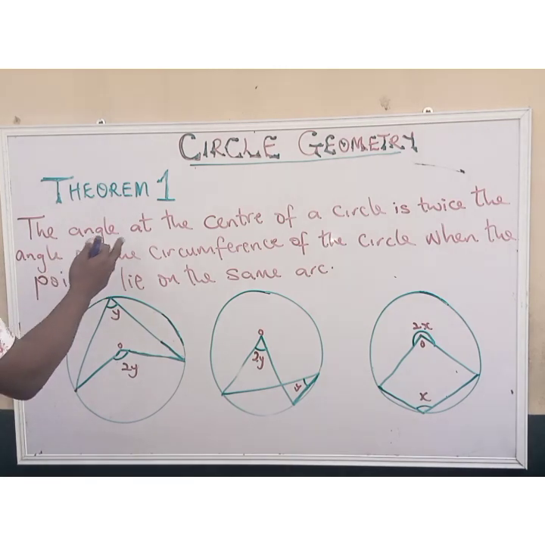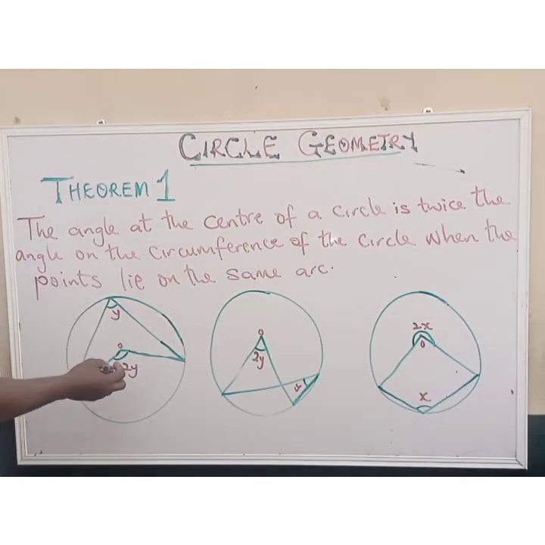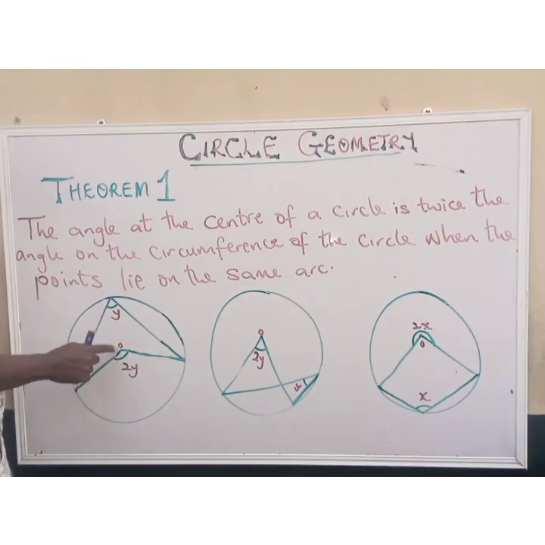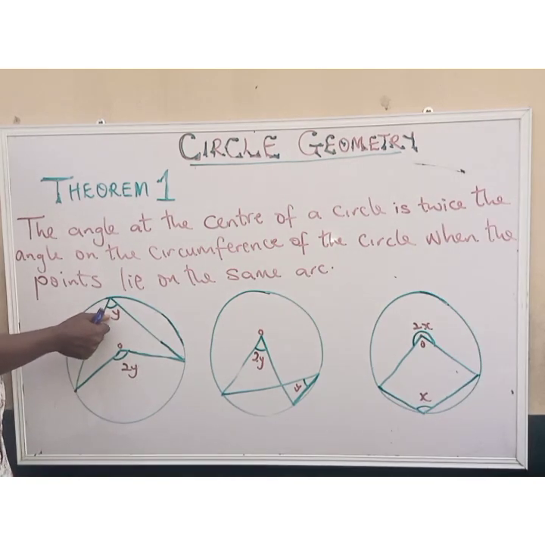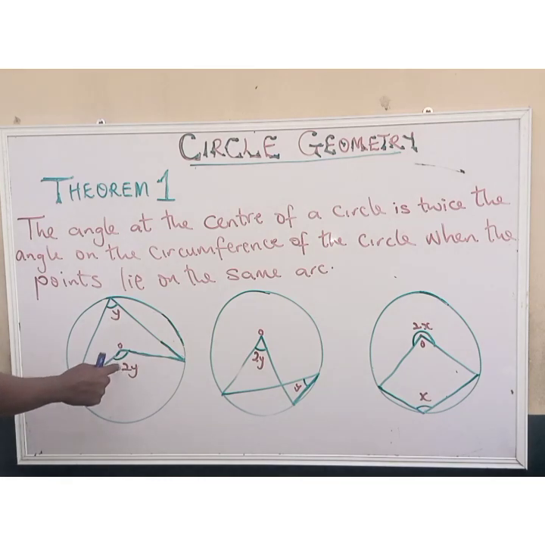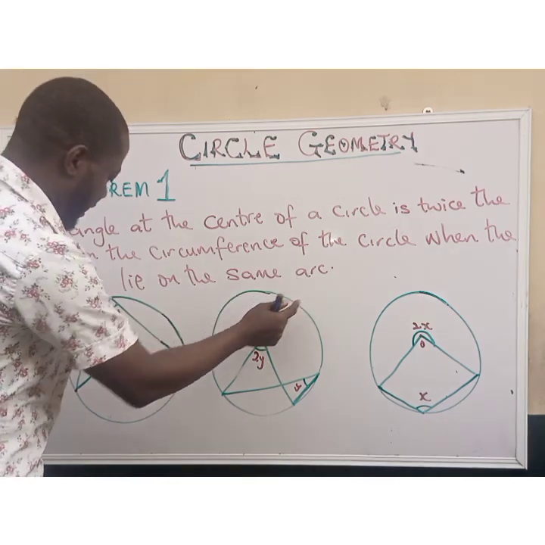Now, the theorem says the angle at the center of the circle, here we have 2y, is twice the angle on the circumference. That is, it is times 2 of the angle at the circumference. For example, if we have 60 here, that means 60 is twice the angle here. So this one is going to be 60 divided by 2. So y is going to be 30 degrees. That is, the angle at the center of the circle is twice the angle on the circumference of the circle when the points lie on the same arc.